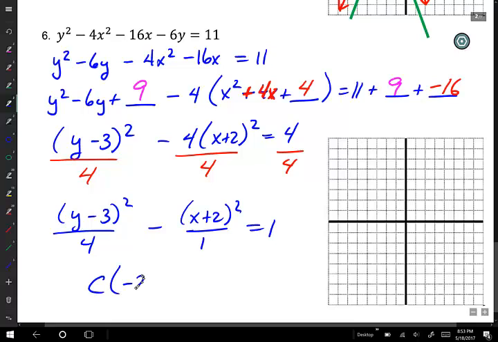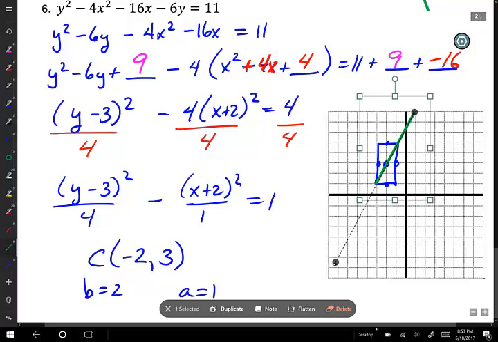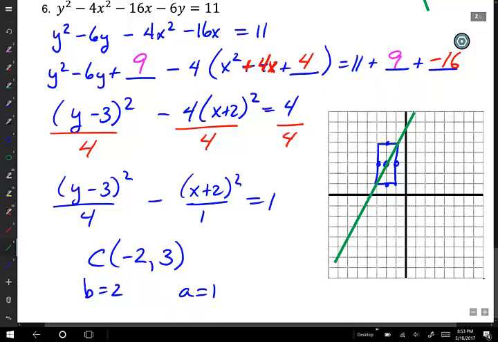My center here is negative 2, positive 3. The x comes first. My b value is 2. My a value is 1. So let's go to negative 2, positive 3, an a value of 1, a b value of 2. We have a very small box here as we look at it. Our asymptotes are also going to have to go through our small box on both sides.